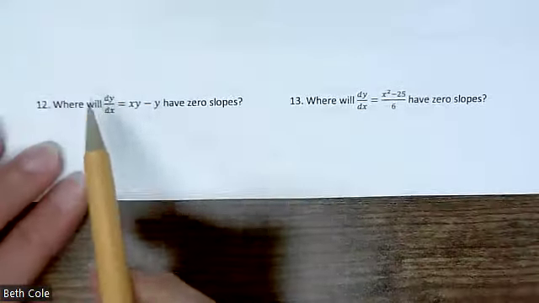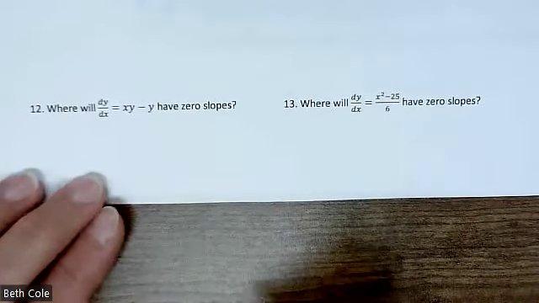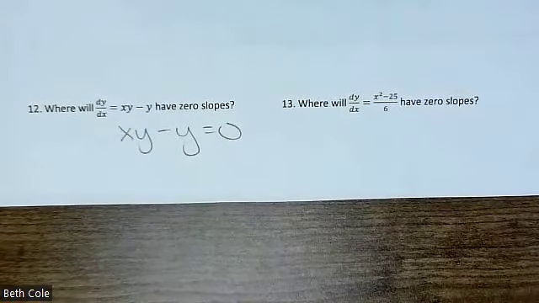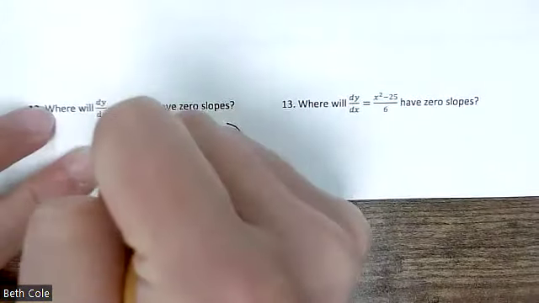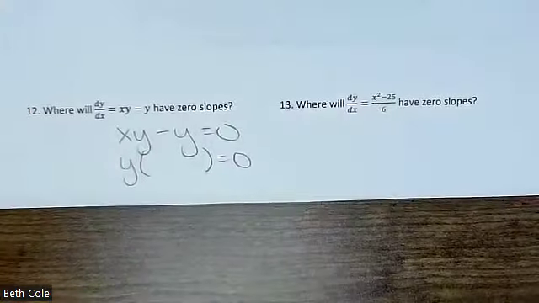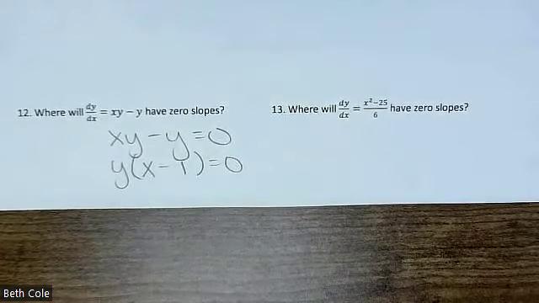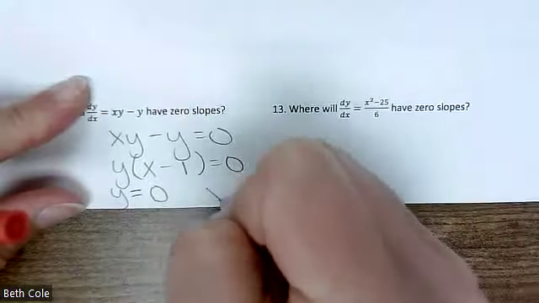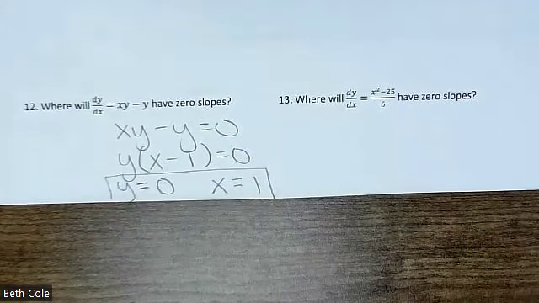They're very similar. Where will this slope field have 0 slopes? Well, you would set the whole thing equal to 0 and then work some algebra. Greatest common factor, what can you factor out of both of them? A y. If you take out a y, what's left? X minus 1, good. And if you set both of those equal to 0, you get y equals 0 and x equals 1. So those are places where you would have 0 slopes.